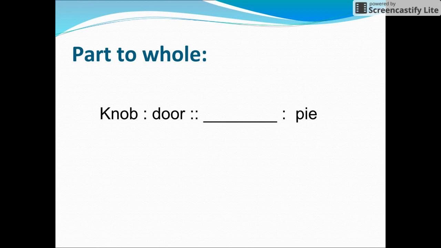So part to whole. A knob is to door as a blank is to pie. So a knob is a part of a whole, which is your door. What is a part of a pie? Go ahead and pause the video and take a couple seconds to think.